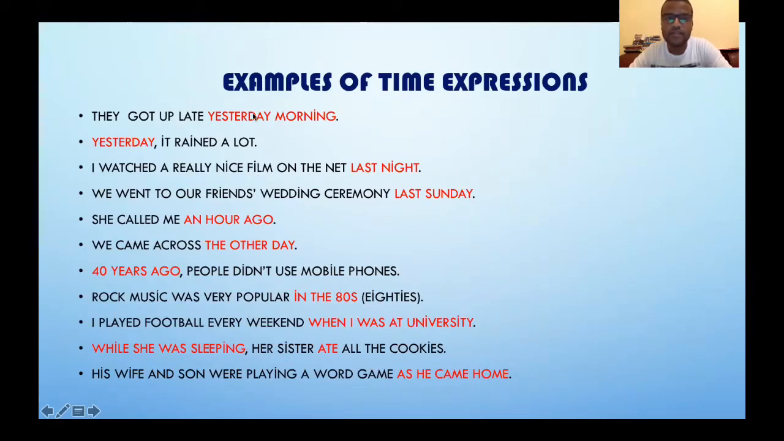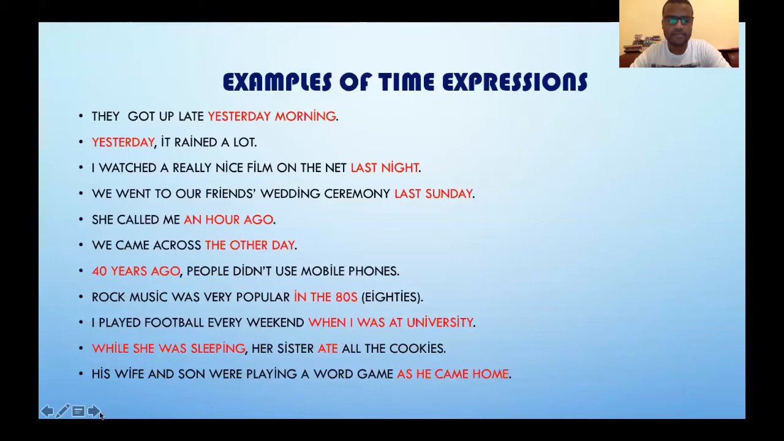As you notice here, we have yesterday morning, yesterday, last night, last Sunday, an hour ago, the other day, 40 years ago, etc. These are time expressions that refer to the simple past. Whenever you see these time expressions, you have to conjugate the verb in the simple past.